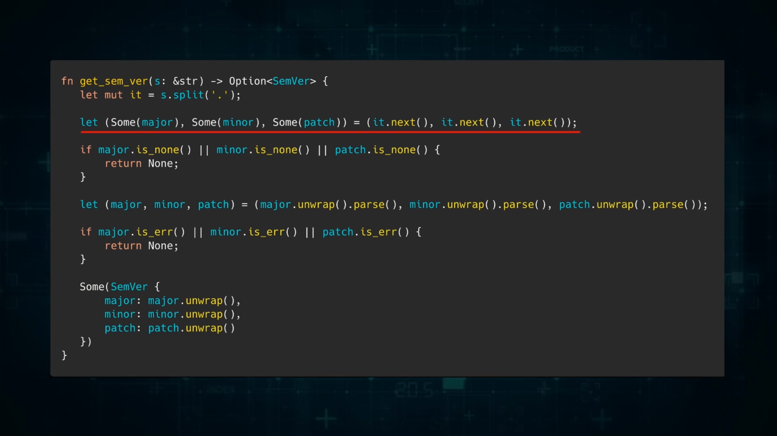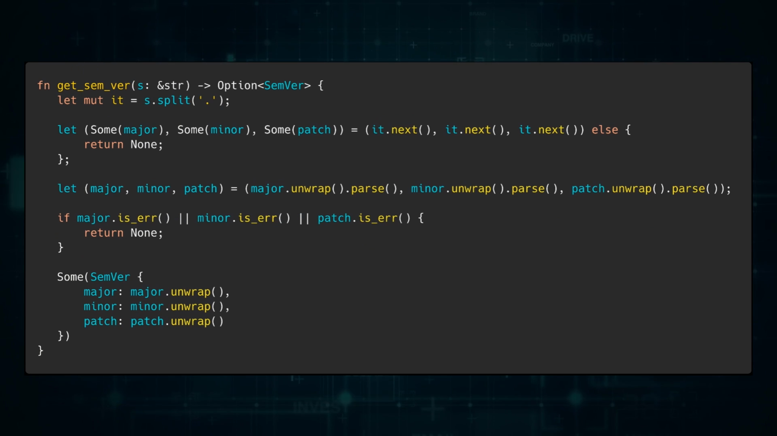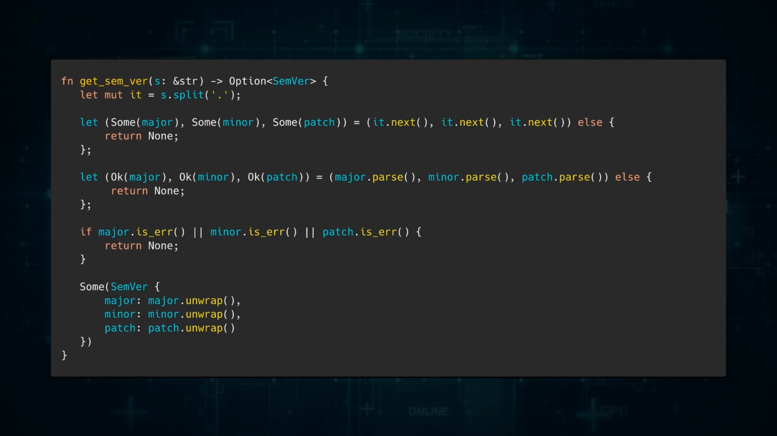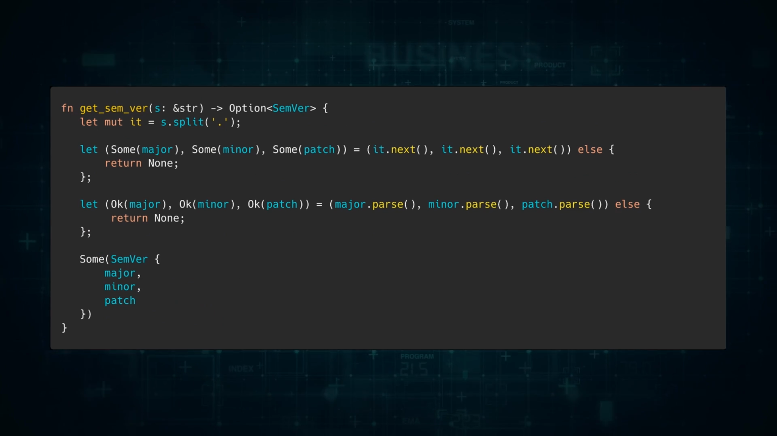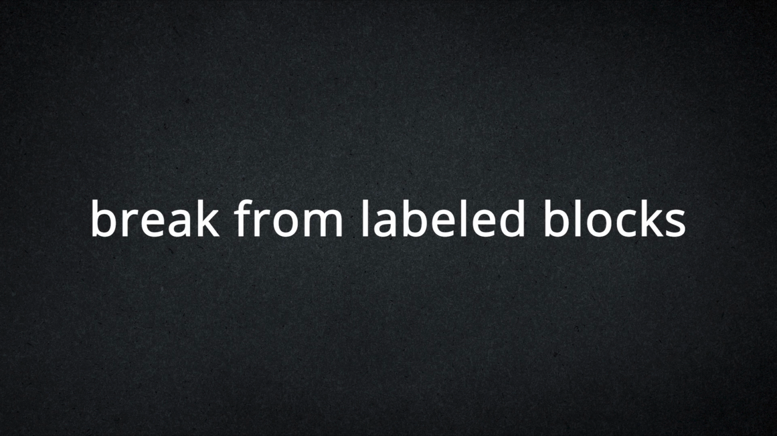Luckily, we are now able to specify what should happen in this situation by attaching an else block to our let statement. If our pattern does not match, we'll simply return None from the function. We can then remove the if check below. We'll do the same thing with the second let statement, except this time we are matching on Ok variants. Again, we can remove the if check below. Our code looks a lot cleaner, and we were able to get rid of the unwrap calls, which makes our code more robust.